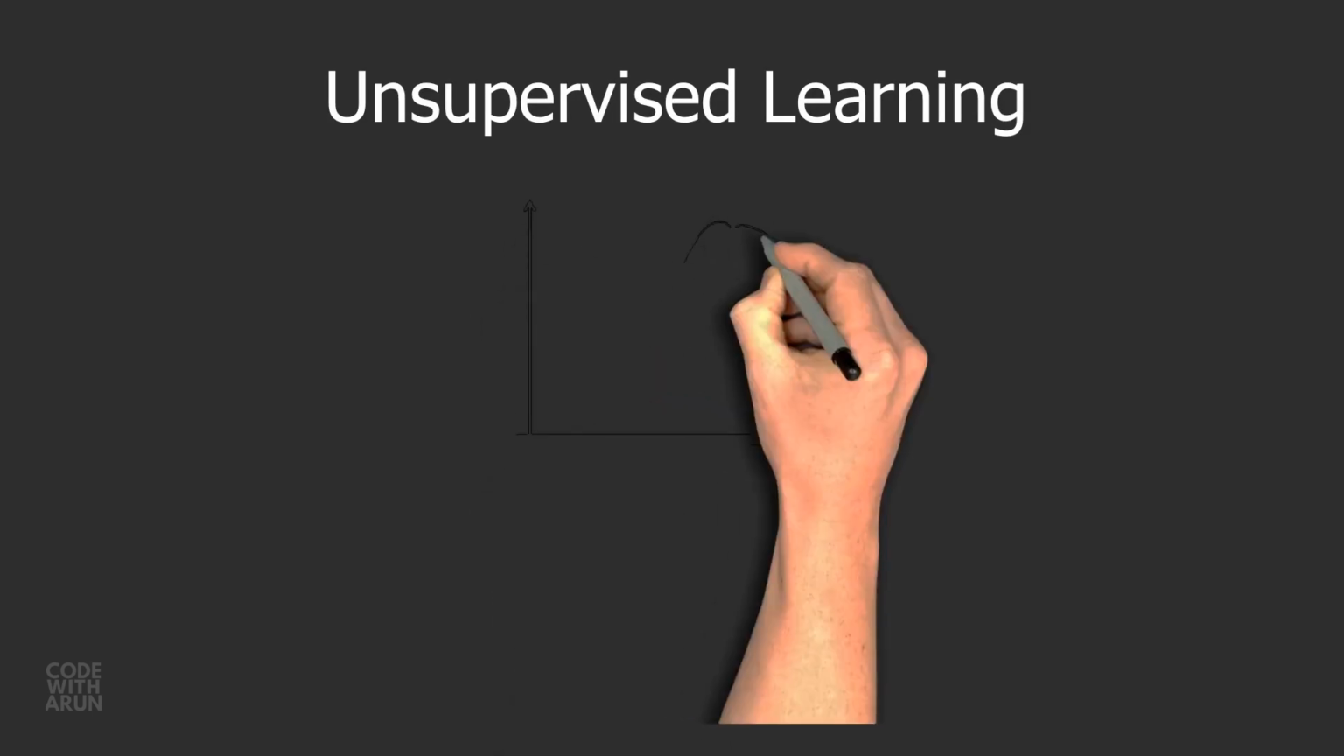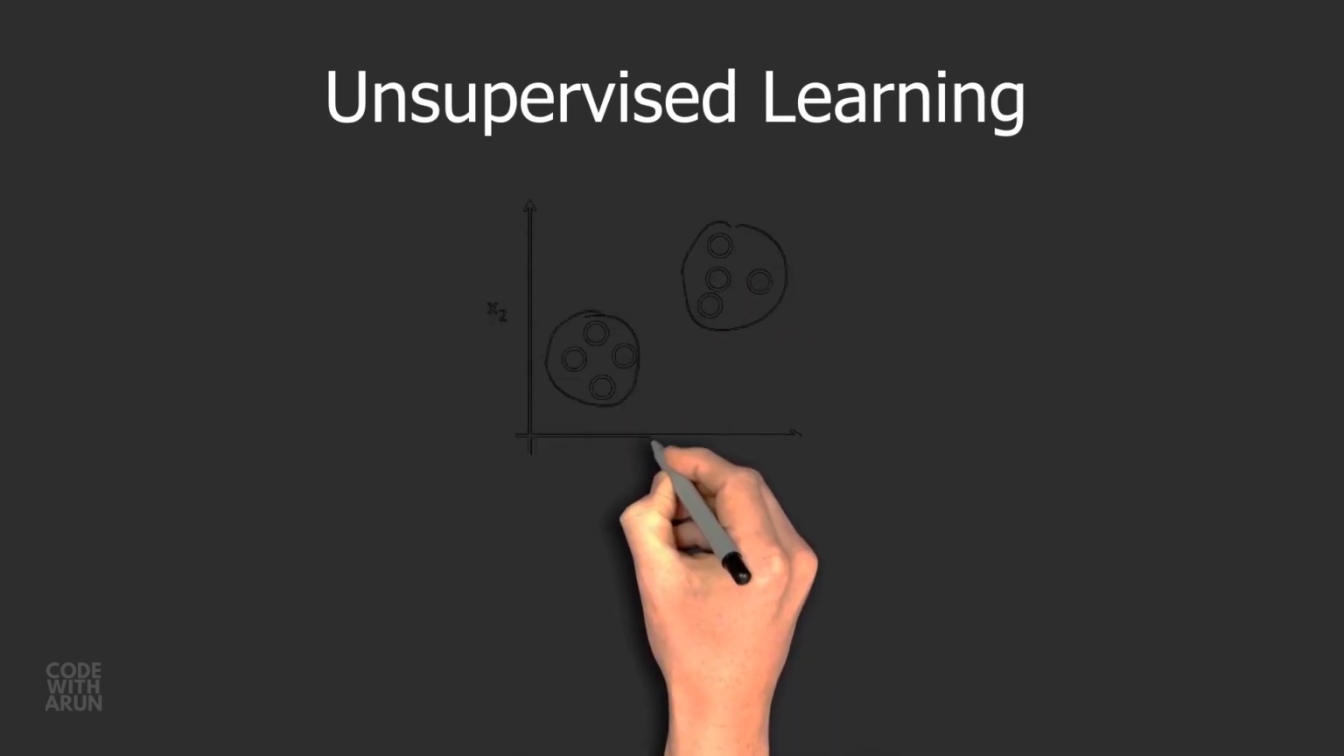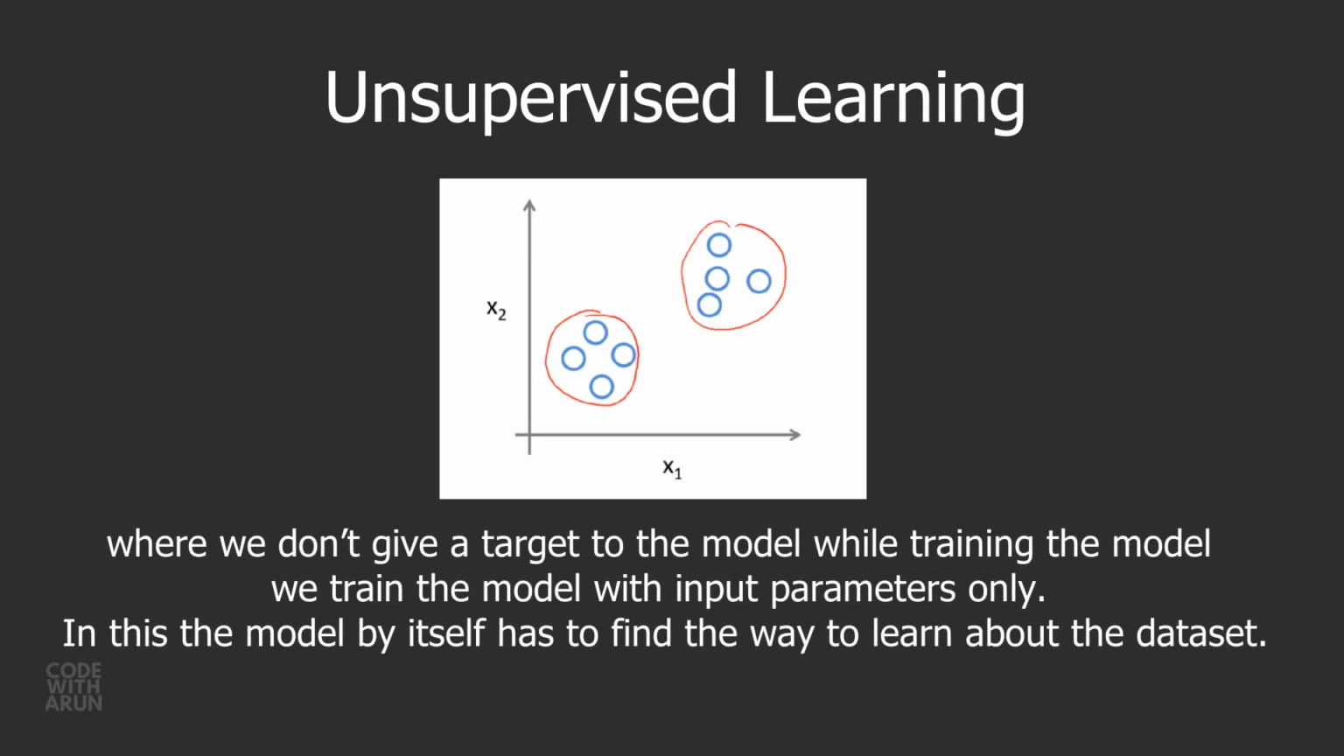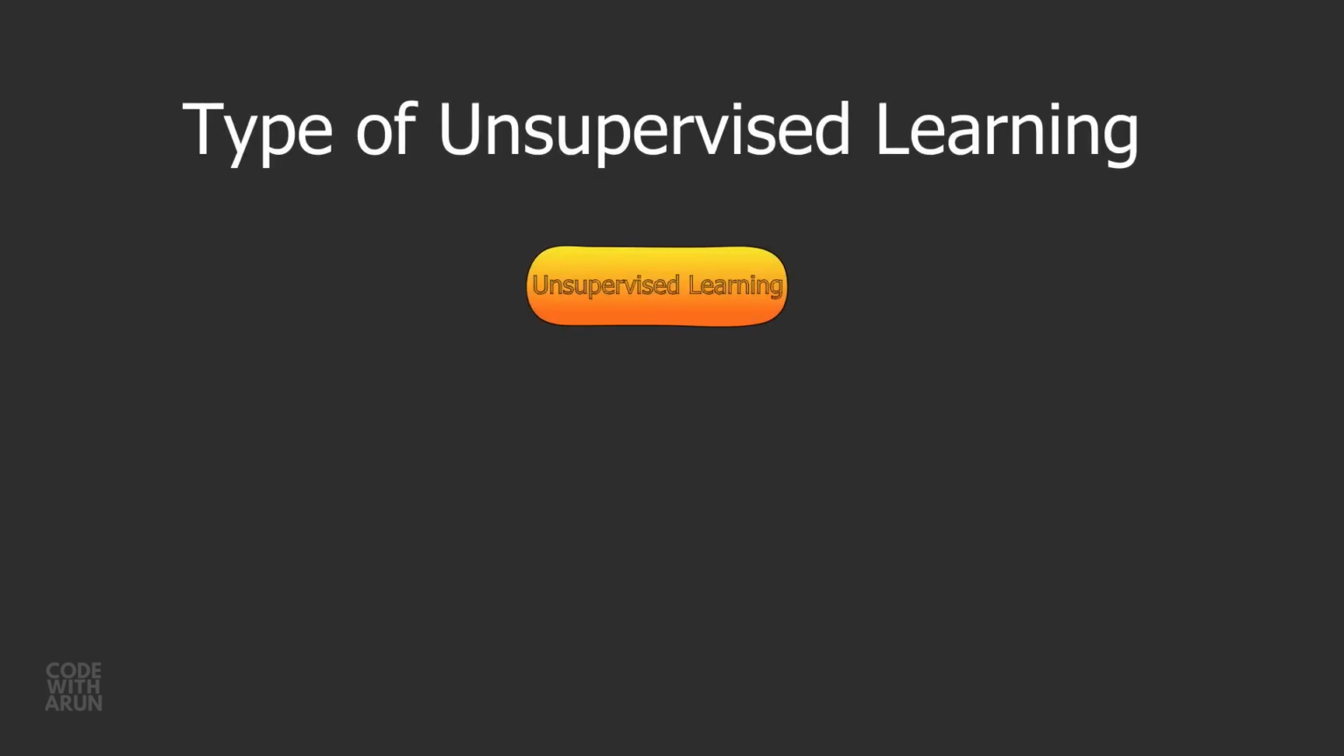Unsupervised learning. Unsupervised learning is a technique of learning where we don't give a target to the model while training the model. Hence, we train the model with input parameters only. In this, the model by itself has to find the way to learn about the dataset. There are two types of unsupervised learning: clustering and association.